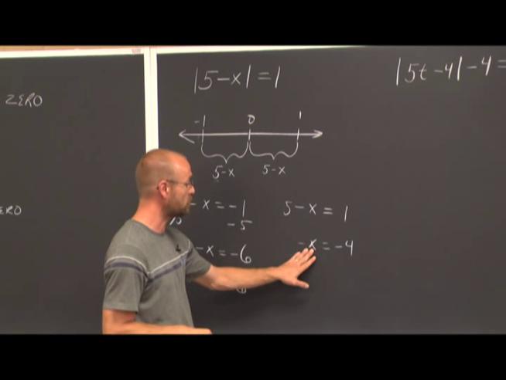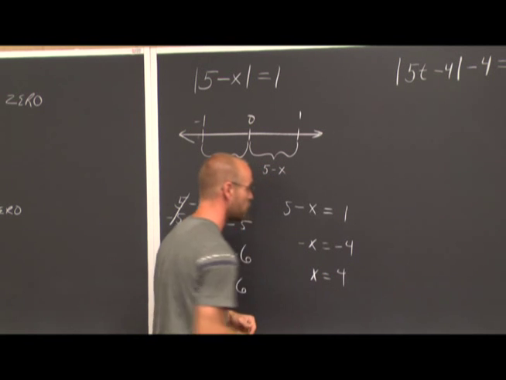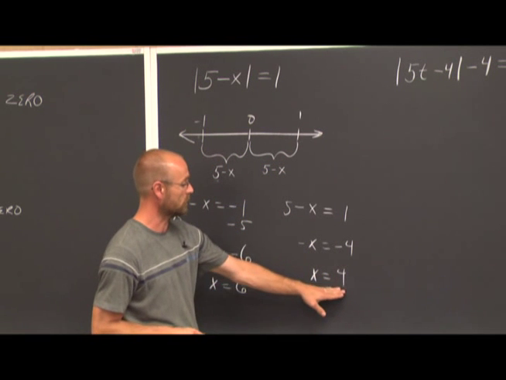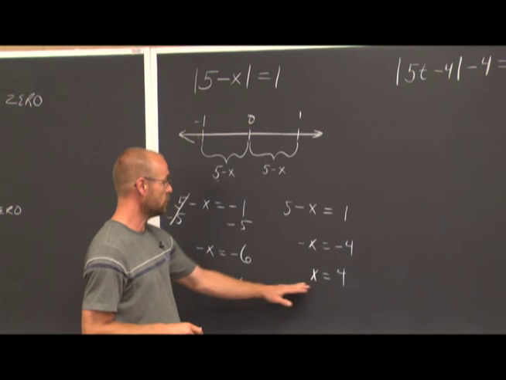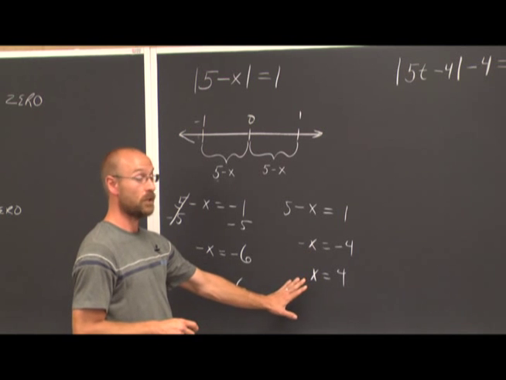Again, we got to get x by itself. I have negative x, so we're going to change some signs. Whether I do that through multiplication or division, it's going to result in the same value. So now I have these two values, x equals 6 and x equals 4. So let's check our work.